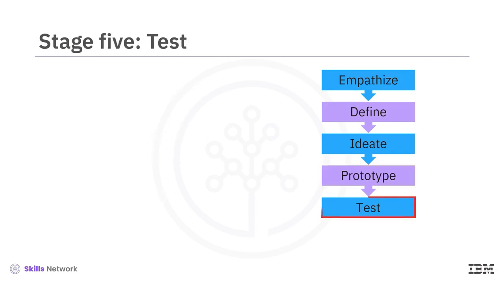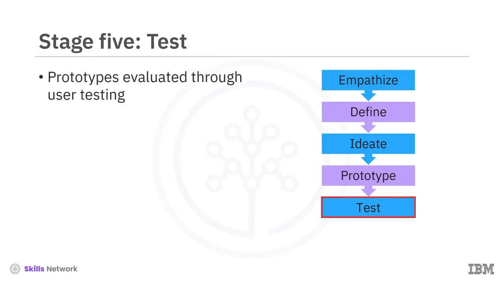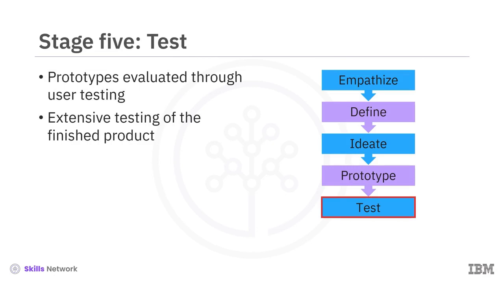In the testing stage, prototypes are evaluated through user testing to identify usability issues and gather feedback. Designers extensively test the finished product. Despite being the last stage of the design thinking process, it is often not the end of the product. It also involves identifying additional and related issues that might need to be addressed and then iterating through the 5 stages again for those additional areas.